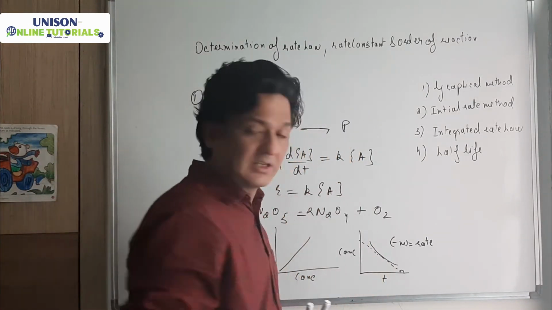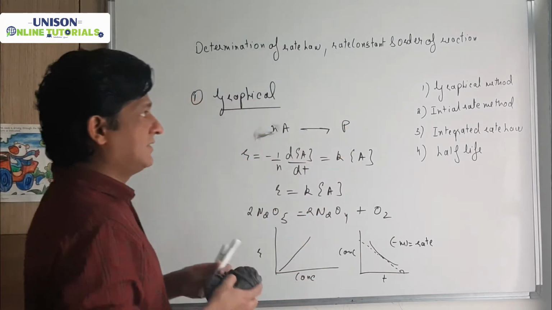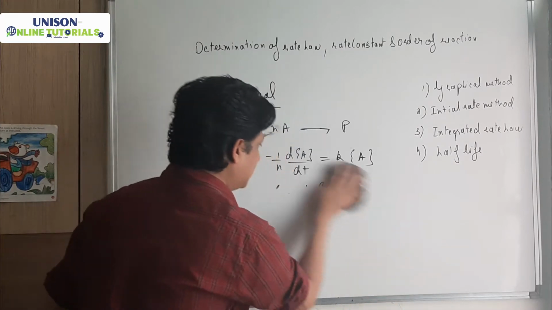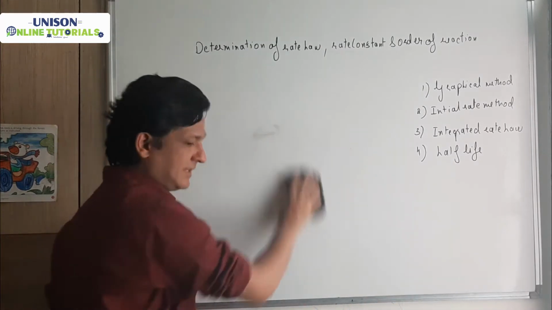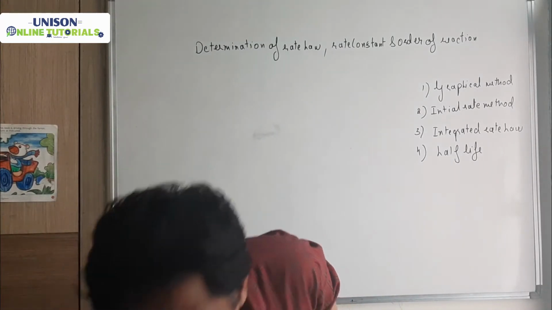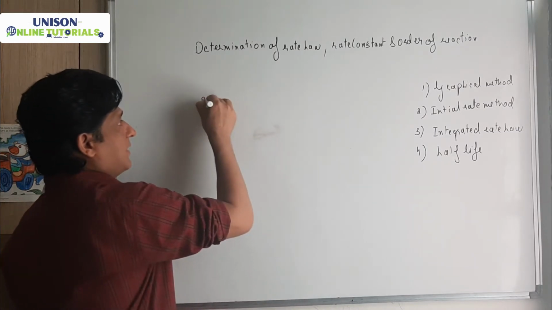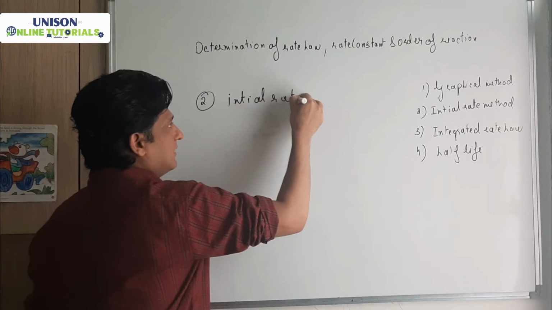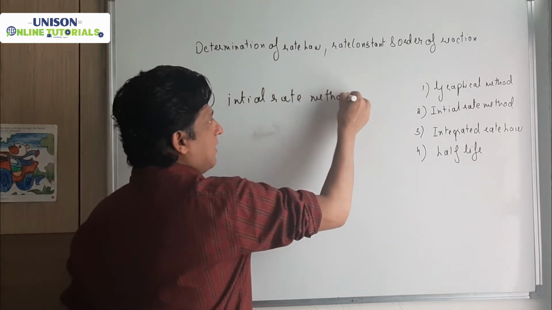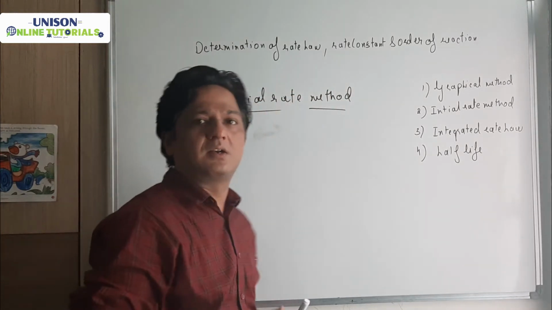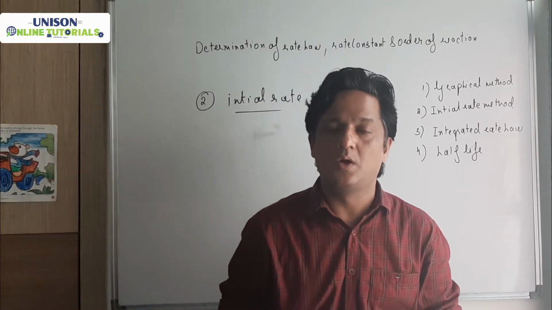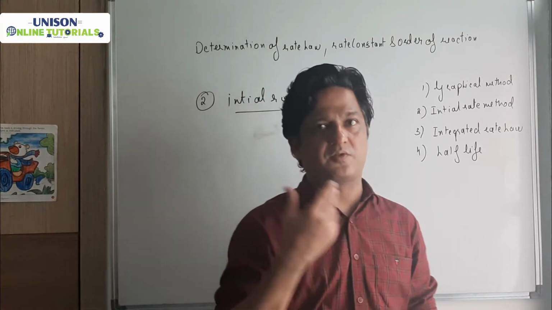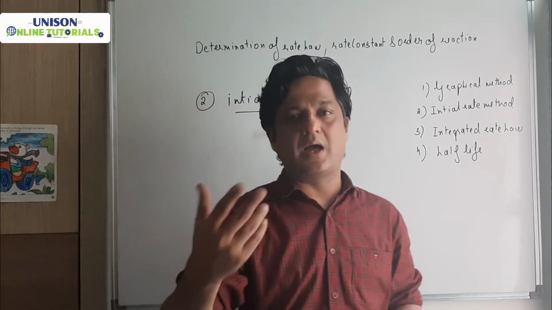The next method we have is the initial rate method. It is very important. Numericals on the initial rate method come in the boards. See, now when is the initial rate method applied? Second is our initial rate method. This method is applicable when there is more than one reactant. When more than one reactant is present, we apply the initial rate method. Again it is for calculation of rate law, order and the rate constant.